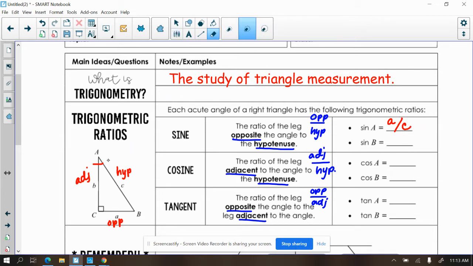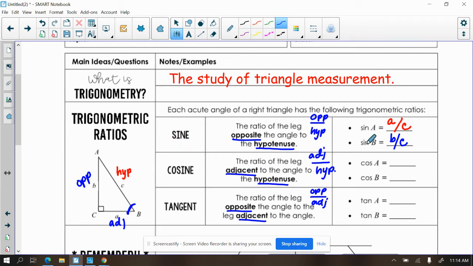Now we're looking at angle B. Remember, our hypotenuse stays the same, but our sides change. Here's angle B. Adjacent is right next to it, not the hypotenuse, which is always the hypotenuse, and opposite is across from it. So sine of B would be little b over the hypotenuse C. Opposite over hypotenuse for sine.